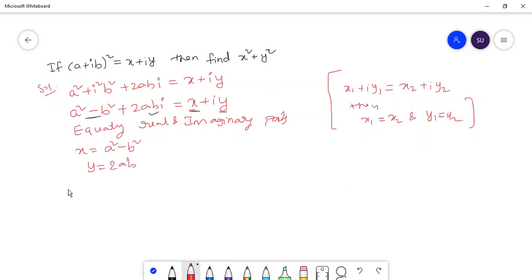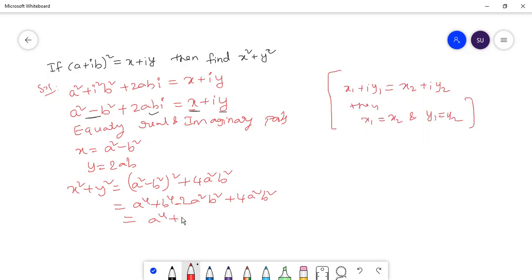Now they're asking x square plus y square, that is equal to a square minus b square whole square plus y square, which is 4a square b square. So that is a power 4 plus b power 4 minus 2a square b square plus 4a square b square. Finally, it is a power 4 plus b power 4 plus 2a square b square. Finally, you will get this is nothing but the expansion of a square plus b square whole square. So this is the answer.